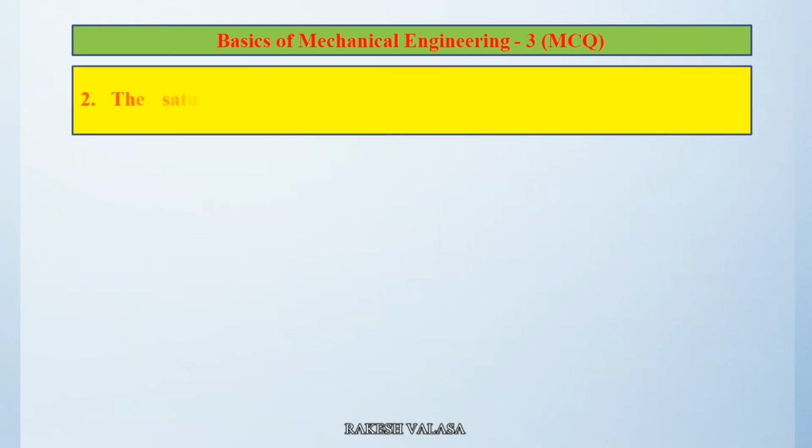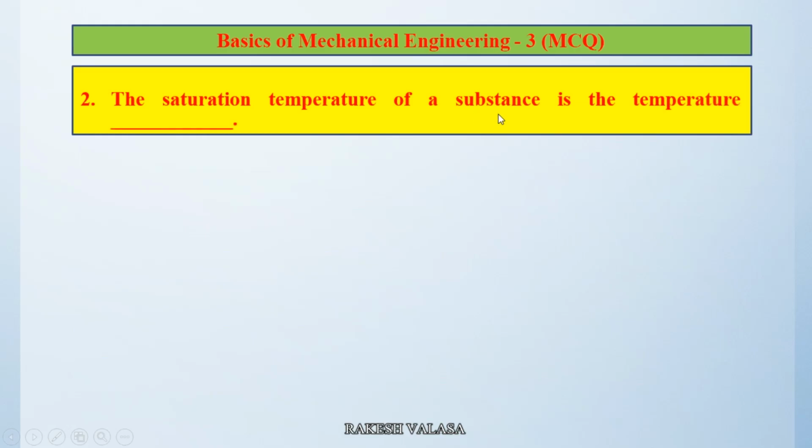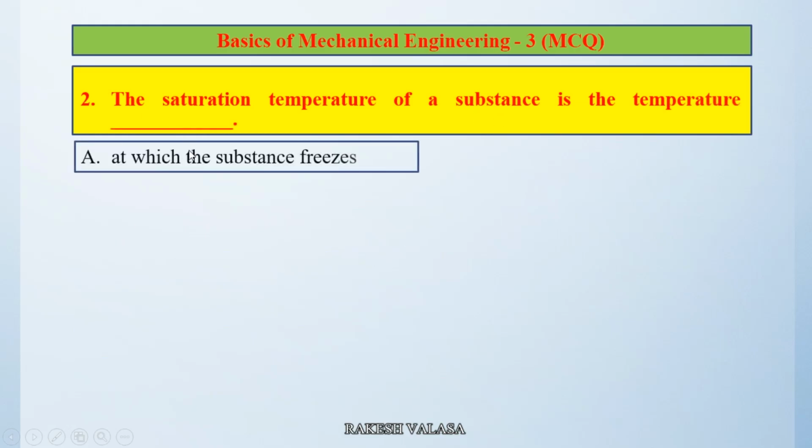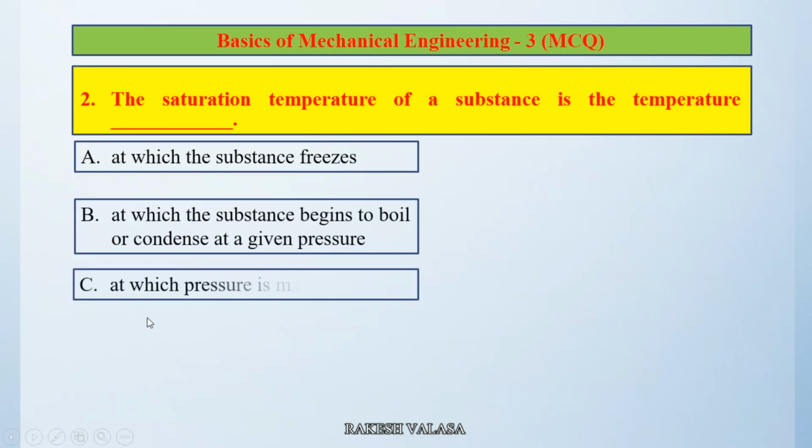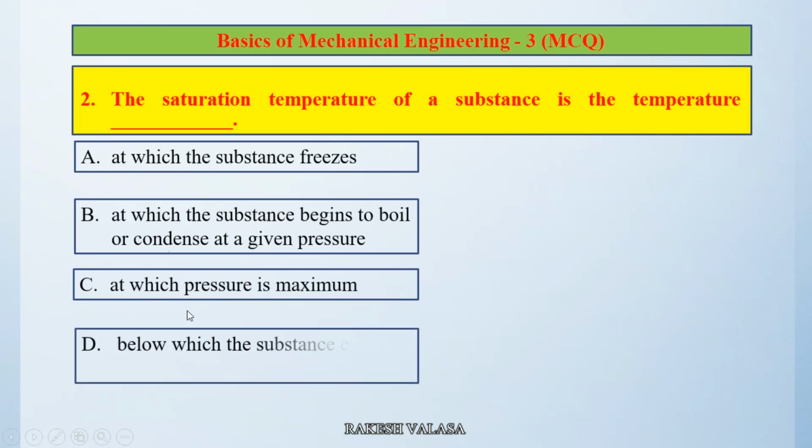Question number 2. The saturation temperature of a substance is the temperature dash. Option A, at which the substance freezes. Option B, at which the substance begins to boil or condense at a given pressure. Option C, at which pressure is maximum. Option D, below which the substance cannot exist as vapor.